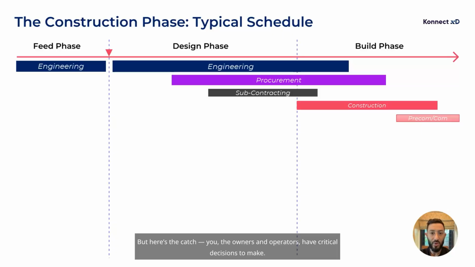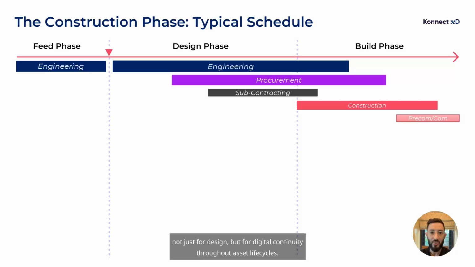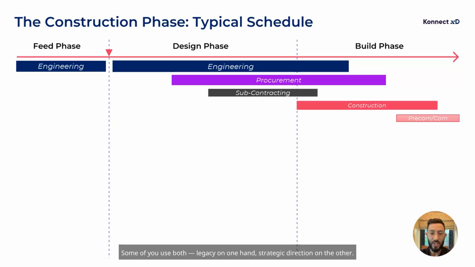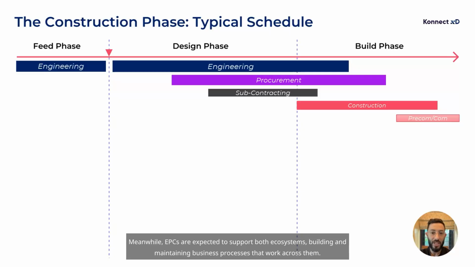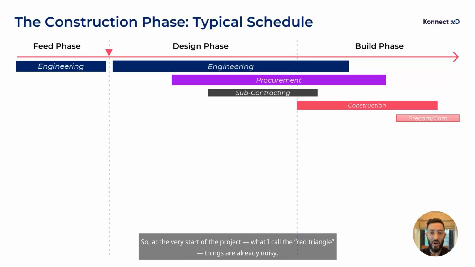But here's the catch. You, the owners and operators, have critical decisions to make. You're asked to choose between Aveva and Hexagon Smart Plant suites, not just for design, but for digital continuity throughout asset life cycles. Some of you use both, legacy on one hand, strategic direction on the other. Meanwhile, EPCs are expected to support both ecosystems, building and maintaining business processes that work across them. And those processes, they're constantly evolving. The first iteration is never perfect, is it? So, at the very start of the project, what I call the red triangle, things are already noisy.